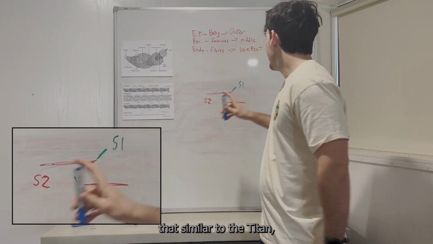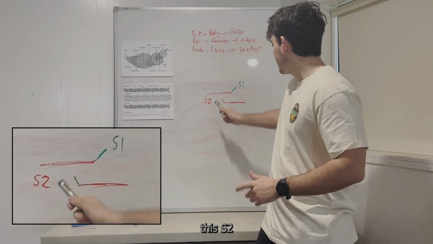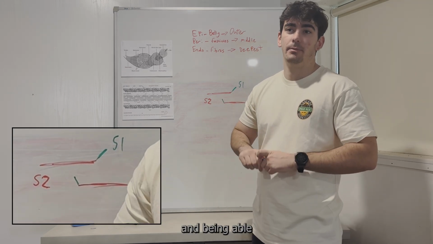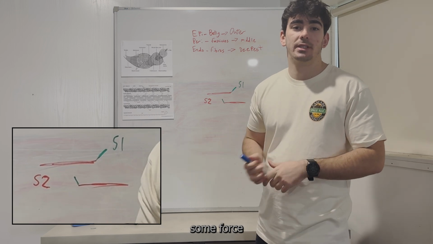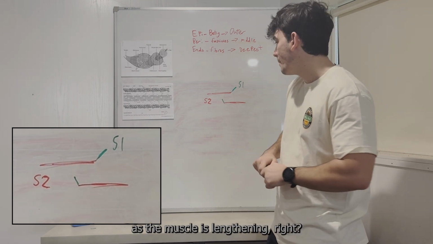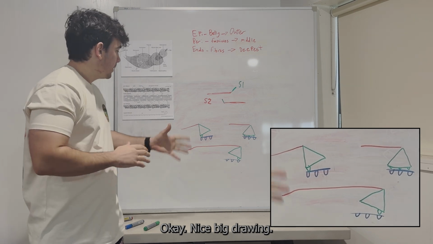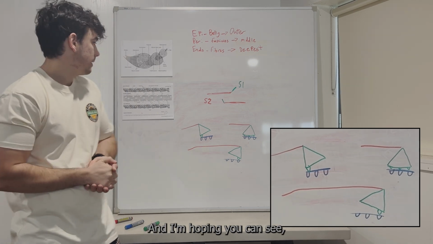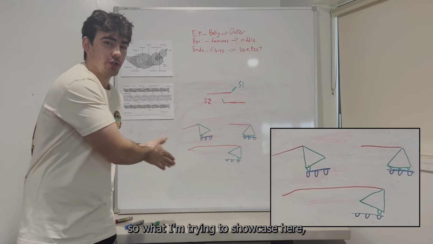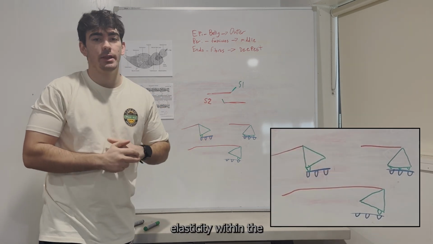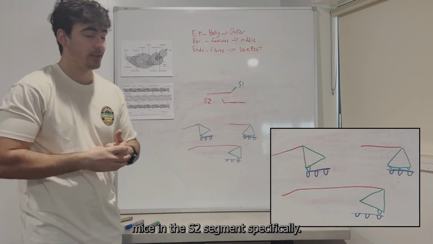I'm going to do a drawing in a second, but I just want to quickly say that, similar to titin, this S2 plays a good role in the lengthening of a muscle and being able to generate some force as the muscle is lengthening. So, I'll get to that drawing. Okay, nice big drawing that I'm hoping you can see. What I'm trying to showcase here is this elasticity within the myosin, the S2 segment specifically.